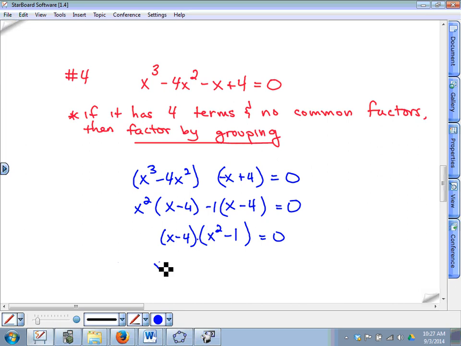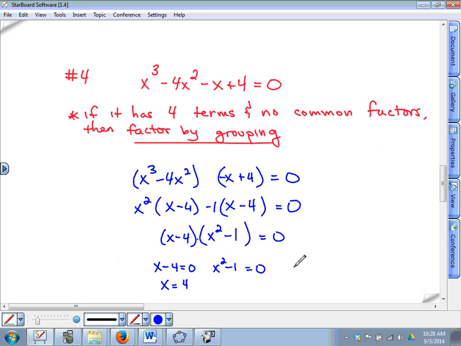We set each factor equal to 0. X minus 4 equals 0. X squared minus 1 equals 0. What do we do with x minus 4 equals 0? What's the solution to that? X equals 4. All I did, once I had it in these 2 factors, I just took each factor and set it equal to 0. How do we solve x squared minus 1 equals 0?